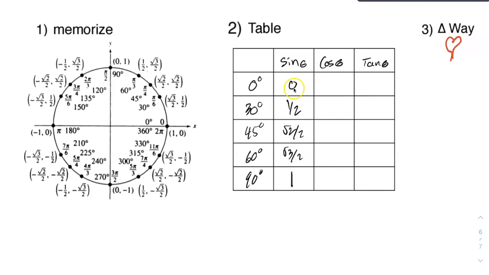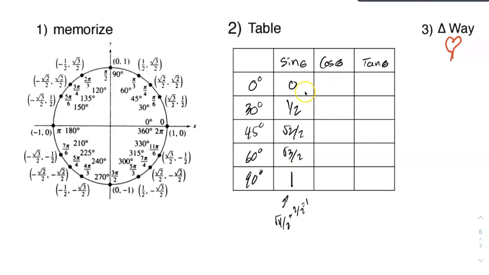Where does that come from, by the way? This is rad 0 over 2, which is 0. Rad 1 over 2, which is 1. Rad 2 over 2, which is 2. Rad 3 over 2. And this right here is actually rad 4 over 2, which gets you 2 over 2, which gets you 1. So that's what's going on. It's just rad this thing over 2. But anyway, most people just memorize it. They don't care about that part.